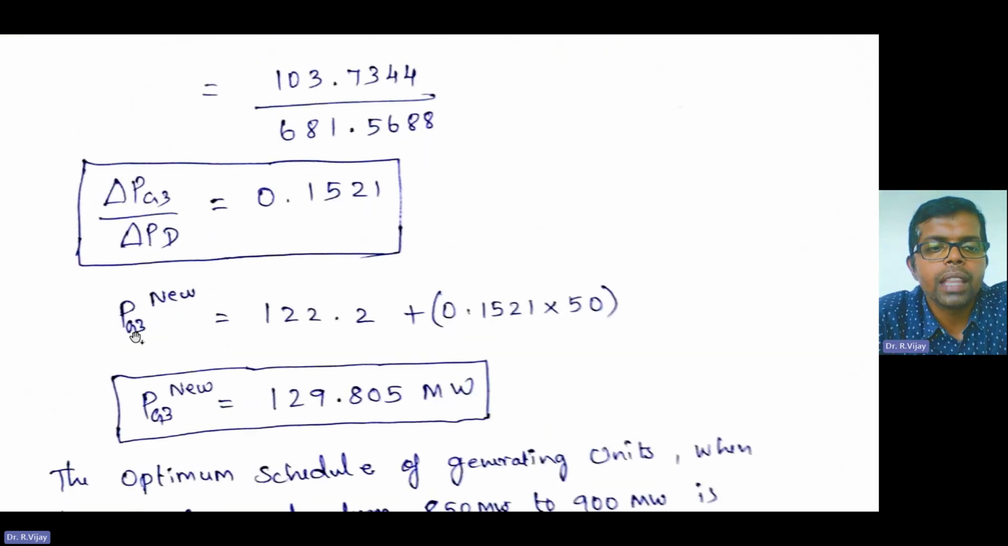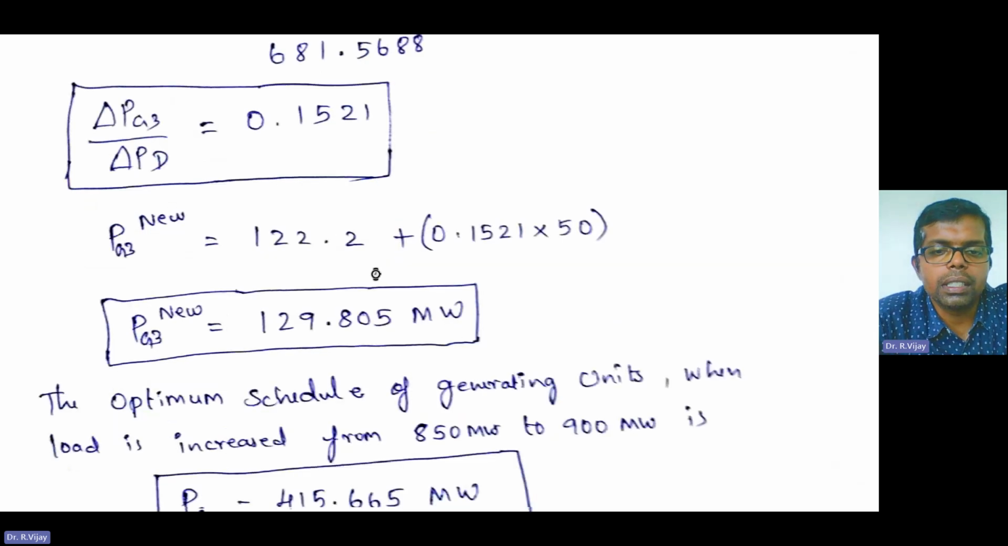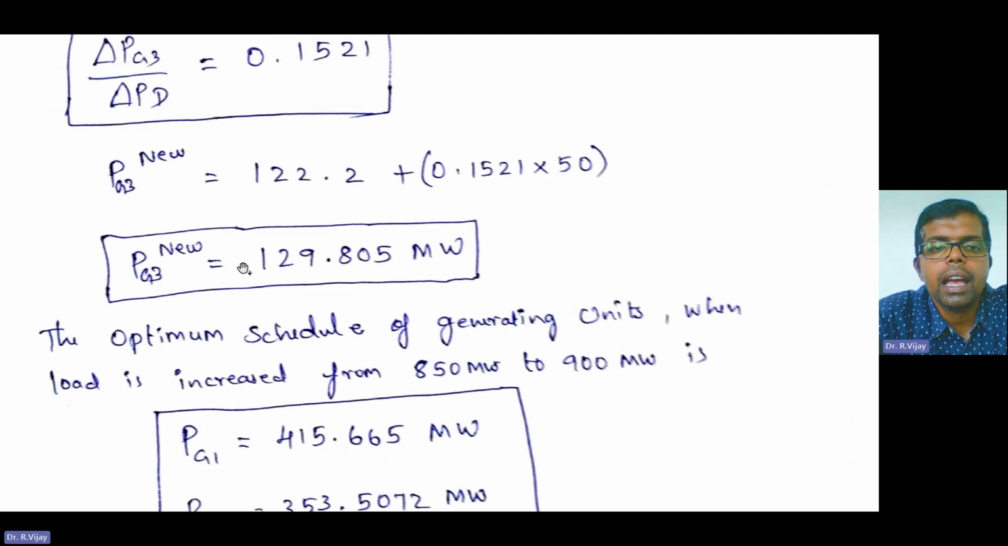So PG3 new is equal to PG3 base value, already given in the problem, that is 122.2 megawatt, plus this value, del PG3 divided by del PD, into del PD. Del PD is 50 megawatts. Just substitute and simplify it. We are getting the answer as 129.805 megawatt.